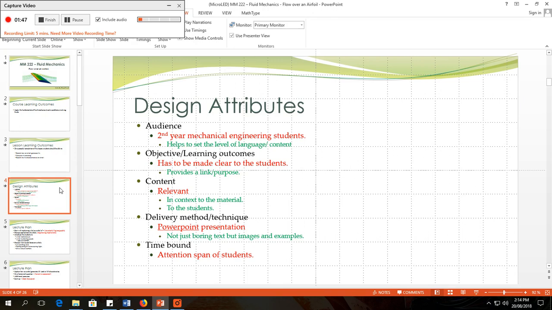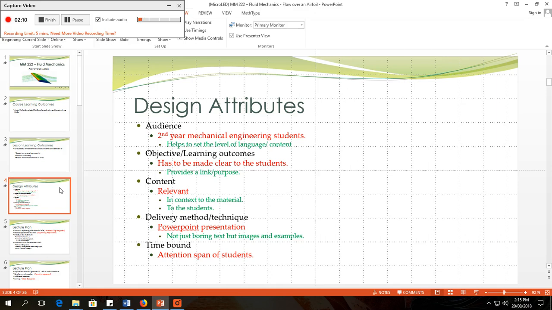So for this, I will be using PowerPoint presentation. Normally I used to use a PDF document, but I want to see if I convert my notes to PowerPoint presentation, whether the visual aids that I use are going to aid or facilitate the students to learn this concept easily, and it's going to be beneficial.